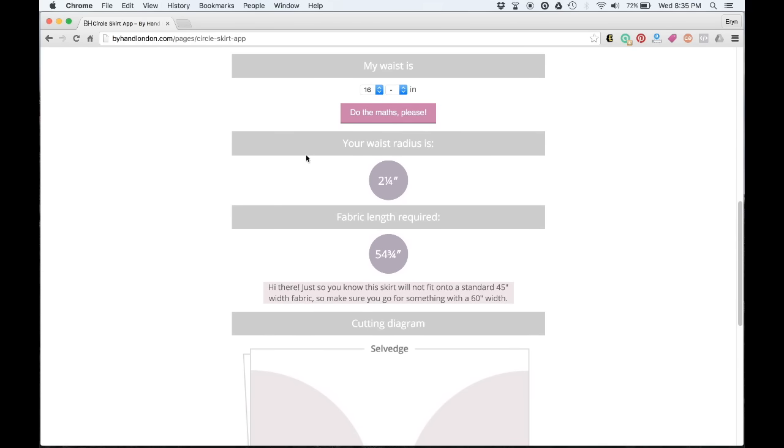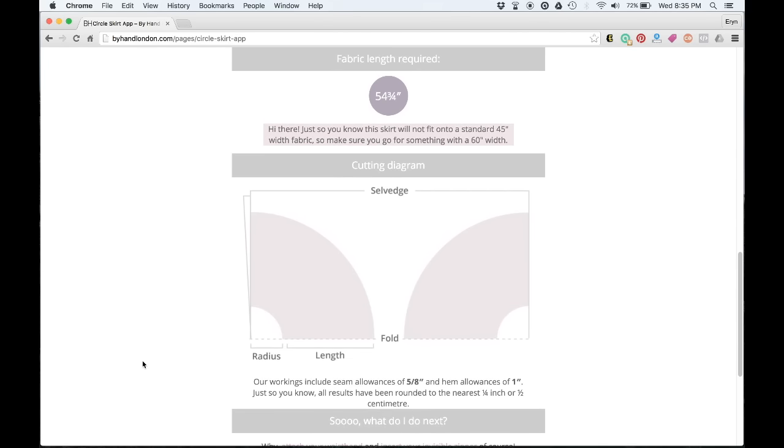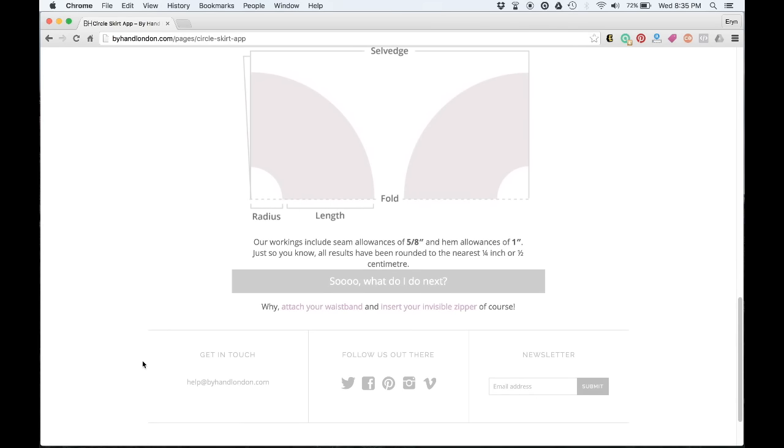So you need to make note of your waist radius and make sure that you have enough fabric. And here's some very important information. This calculator includes a seam allowance of 5/8 of an inch and a hem allowance of 1 inch. So that's what we're going to be doing in this tutorial.